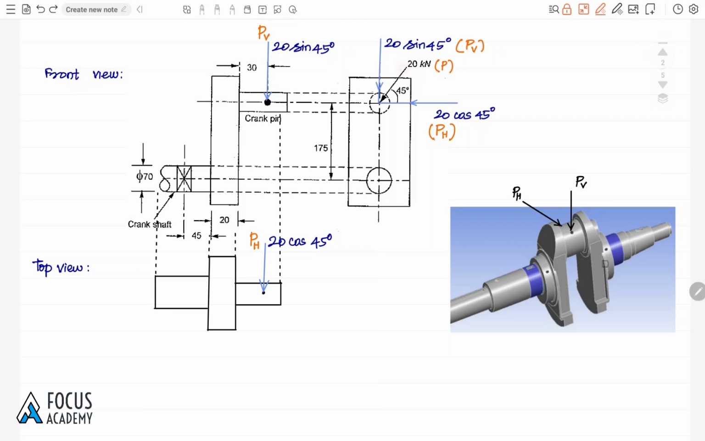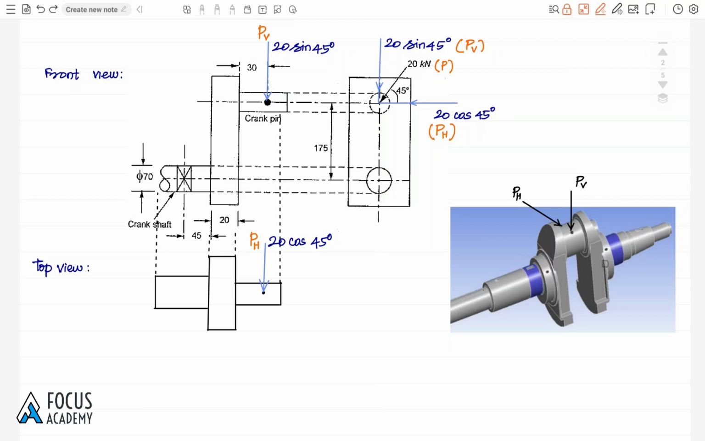Okay, fine. Here the inclined force 20 kilonewton, which is acting 45 degree, is resolved as horizontal component and vertical component. Horizontal component is 20 cos 45 degree, vertical component is 20 sin 45 degree. Let me denote them as PH and PV, horizontal and vertical load. Vertical load is mentioned in the front view and the horizontal load is mentioned in the top view. For that purpose, I have extended the diagram's top view also. For the given inclined load, there are two different components and based on the components, different stresses will be induced.